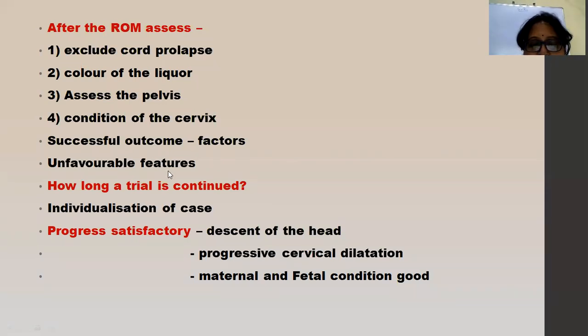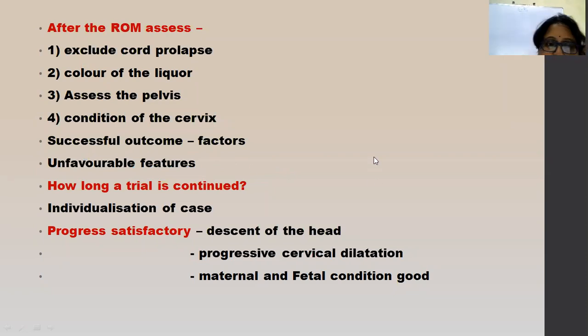Or what are the unfavorable features? If there is any cord prolapse, or if it is meconium stained liquor, or if there is any difficulty once you have done a pelvic assessment again, if you find that it is very difficult for the head to negotiate the pelvis, or if the cervix is not dilating, there is arrest in dilatation of the cervix. These all are the unfavorable features, or if the force of uterine contractions is not adequate. These all are the unfavorable features, and you have to make a decision whether you need to continue the trial or stop it.